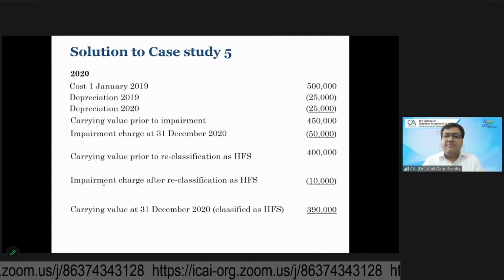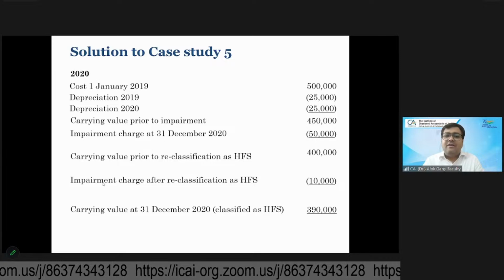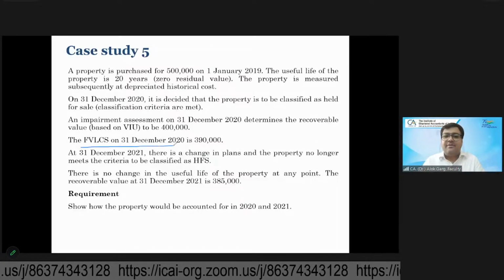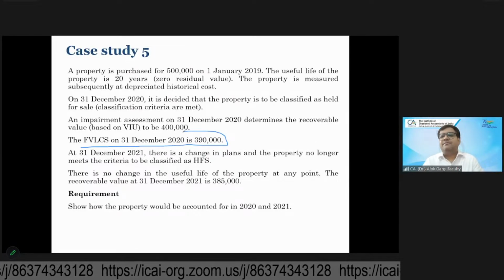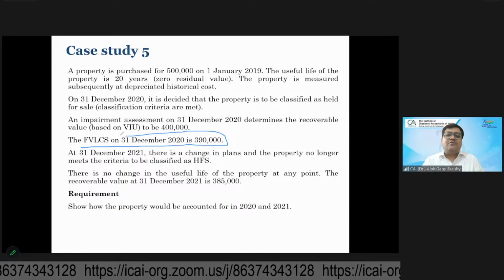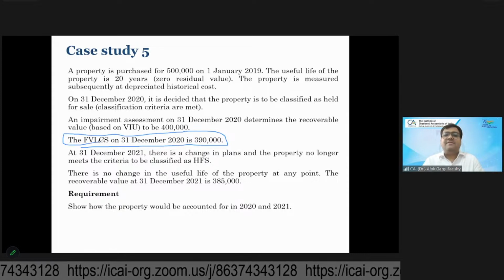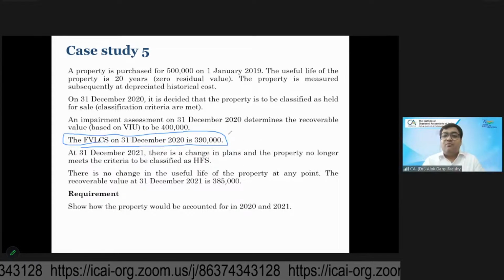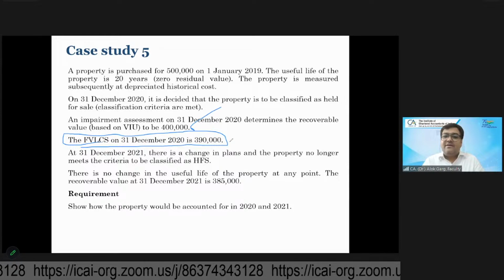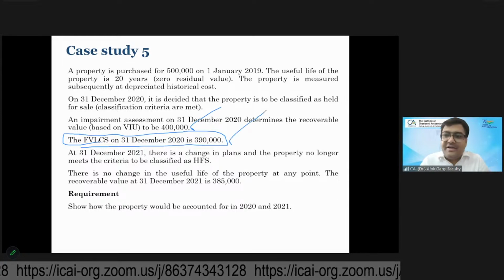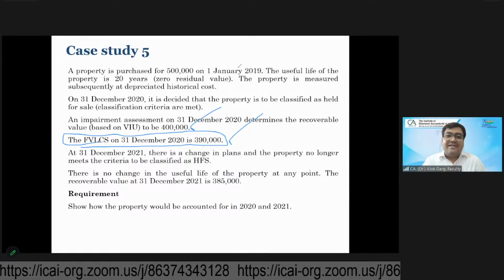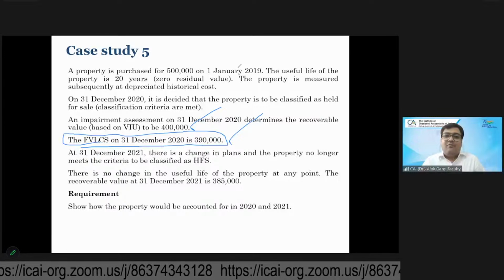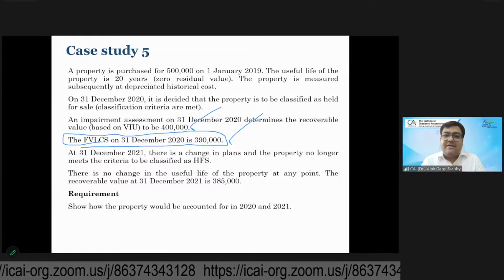Now, the second part, the fair value less cost to sell on 31st December 2020 is rupees 3 lakh 90,000. So my carrying value is 4 lakh. My fair value less cost to sell is 3 lakh 90,000. What is the value of non-current asset held for sale? Rahul, what is the value?